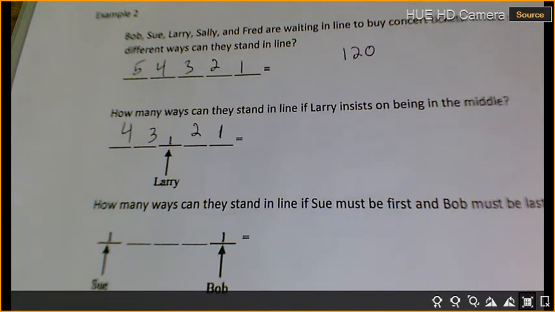Come on, quick. Okay. I'm Larry. I'm insisting on being in the middle. Okay. So you guys all stand in a line like this. So Josh, go behind Kayla. Go behind Josh. Go behind. Okay. Everybody's ready.